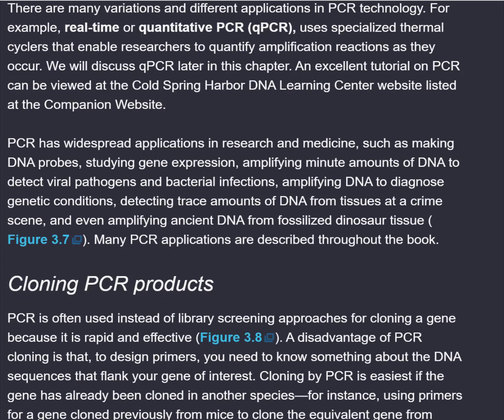There are many variations and different applications in PCR technology. For example, real-time or quantitative PCR, qPCR, uses specialized thermal cyclers that enable researchers to quantify amplification reactions as they occur. We will discuss qPCR later in this chapter. An excellent tutorial on PCR can be viewed at the Cold Spring Harbor DNA Learning Center website listed at the companion website.